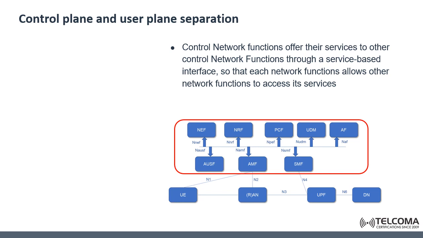Control network functions offer their services to other control network functions through a service-based interface, which relies on HTTP transport, so that each network function allows other network functions, authorized of course, to access its services.